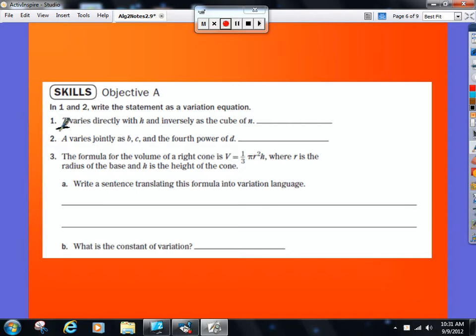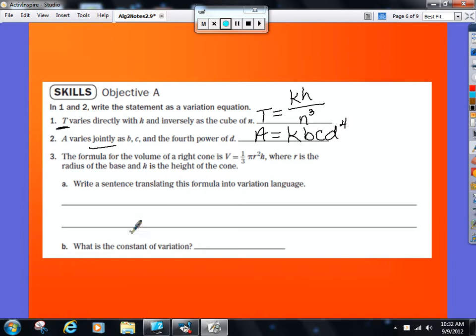Don't lose exponents here. Okay, T varies, so T equals, don't forget your K, directly with H, so that gives me KH. Inversely, that means downstairs, cube of n, n to the third. T varies directly as H and inversely as the cube of n. We did it. Okay. A varies jointly. Remember, jointly means direct all day, so this is all going to be on the top. A equals, because A varies, don't forget your K, as B, C, and the fourth power of D.